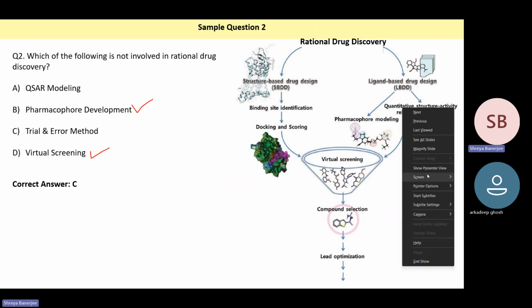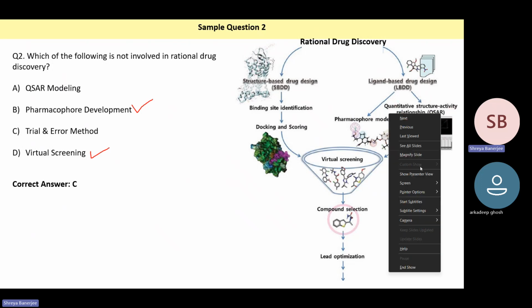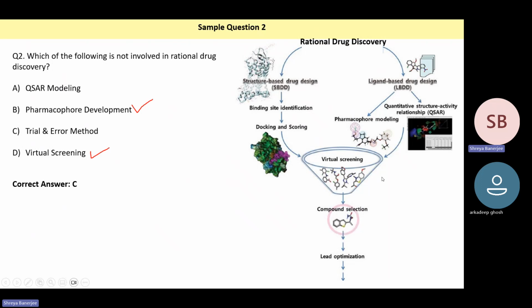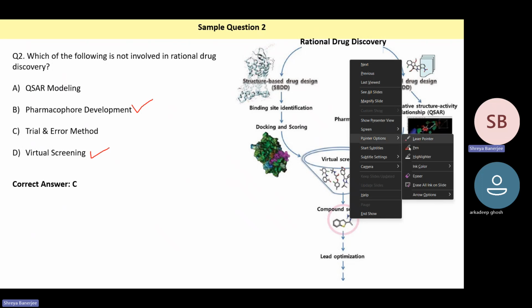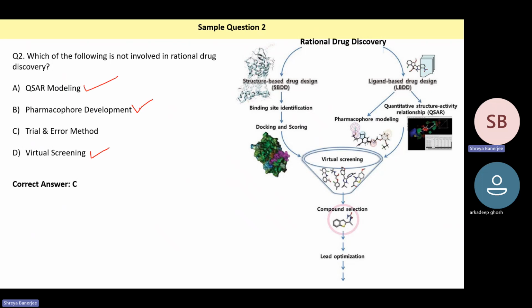Another is the quantitative structure-activity relationship, or QSAR. So from a list of known binding ligands, a function is derived which takes into account the structural descriptors of the molecule and predicts the biological activity of the molecule. So using QSAR also, we can narrow down the experimental process. We don't need to do experiments for all the ligands. We can use QSAR to predict only the best binding ligands and hence arrive at a lead molecule much faster. So QSAR modeling is also part of the rational drug discovery process.